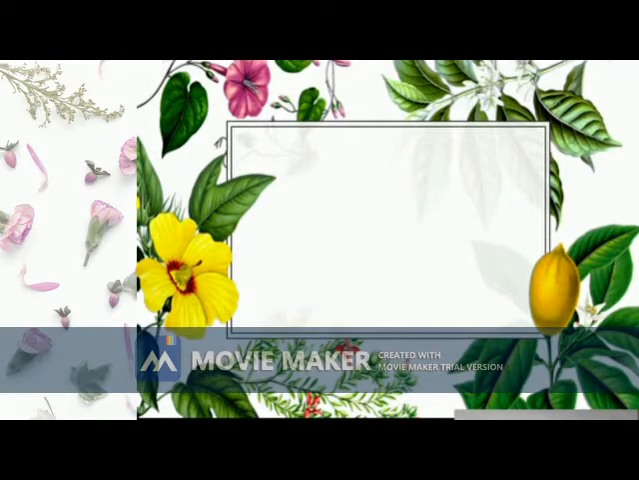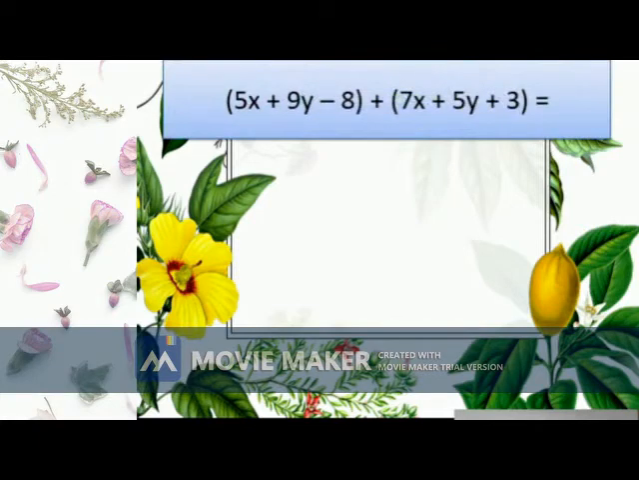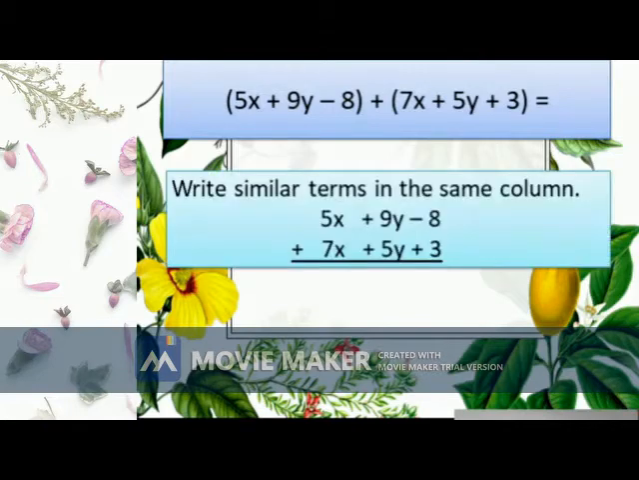Okay, let us have some examples. We have here 5x plus 9y minus 8 plus 7x plus 5y plus 3. How can I combine the similar terms? The easiest way is to write it this way. Write similar terms in the same column. So we have here, as you can see, both x, both y, and both constant only.